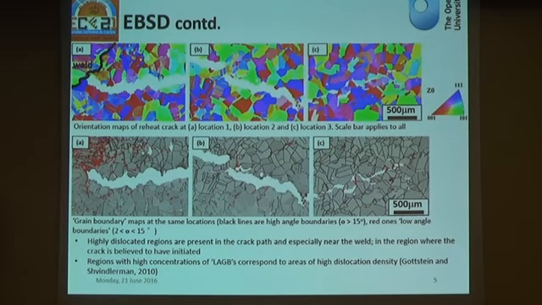So the orientation map shows a random texture around the crack, but when we come to the grain boundary maps, it's very clear that there is a high concentration of low angle grain boundaries, which are marked in red along the crack, along the grains near the crack, and especially at the weldment. And from the literature, it's clear that low angle grain boundaries correspond to areas of dislocation density.